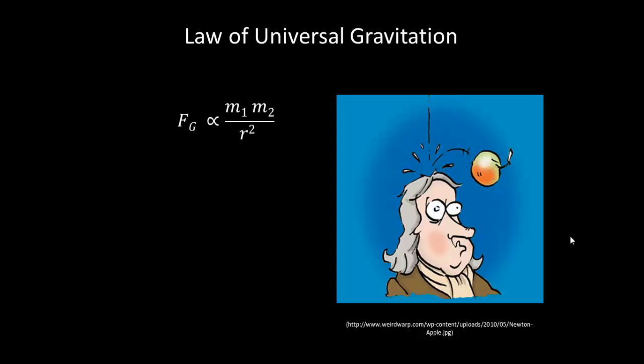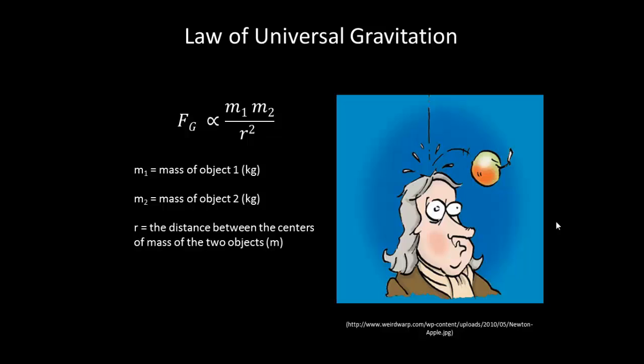And we do indeed find that the force of gravity is directly proportional to the mass of each object, m1 and m2, and inversely proportional to the distance between the centers of the masses of the two objects, squared.